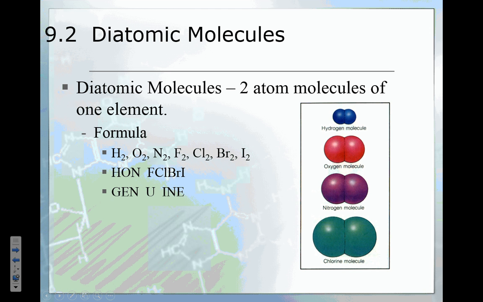Another way that I've seen is you're diatomic if you're genuine. Anything that ends in gen or ine, I-N-E, will be diatomic. Oxygen, hydrogen, nitrogen, and then fluorine, chlorine, bromine, iodine. All of those end in gen and ine. So if you end in gen or ine, you're diatomic. That's another way to remember it.